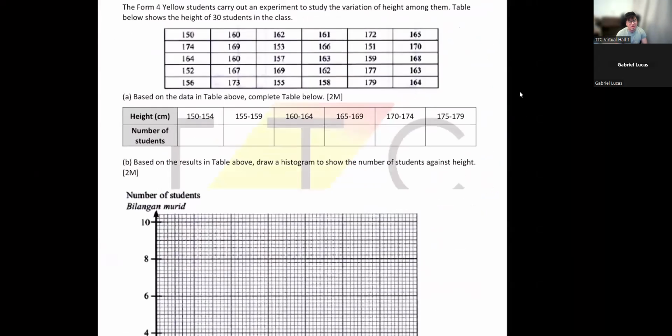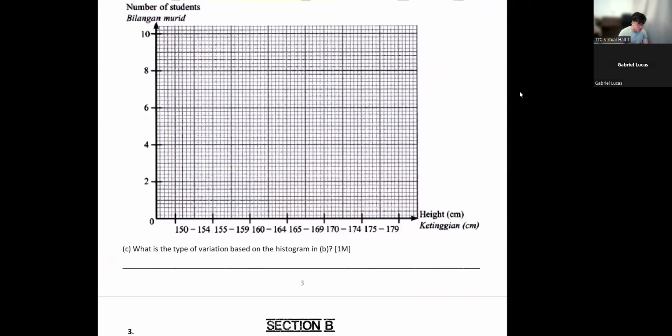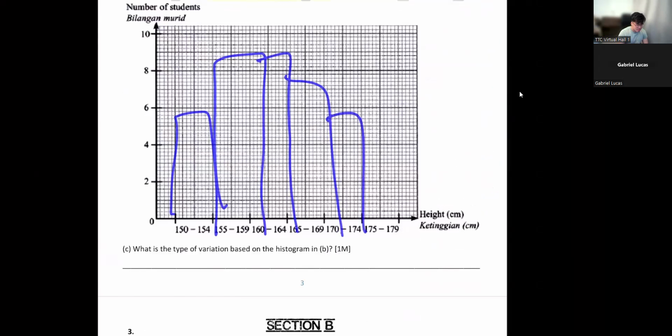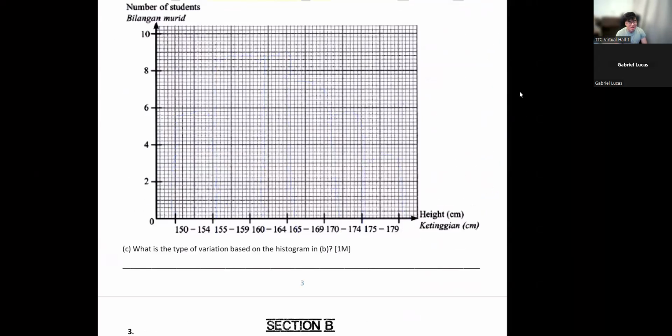Okay, I think we did this before already, so I'm not going to do it. So fill this in yourself. Draw this graph yourself. Your graph would look something like this. You remember this, right? It will look something like this.